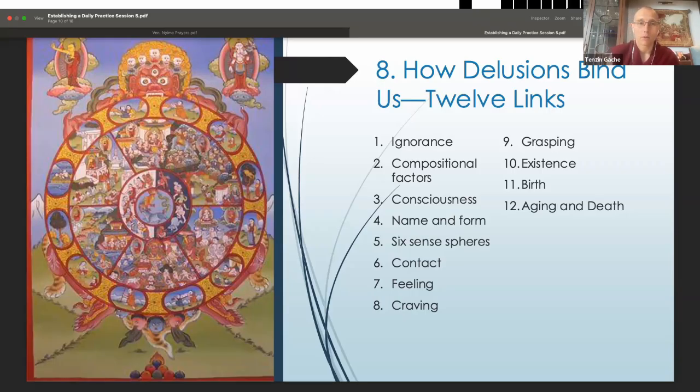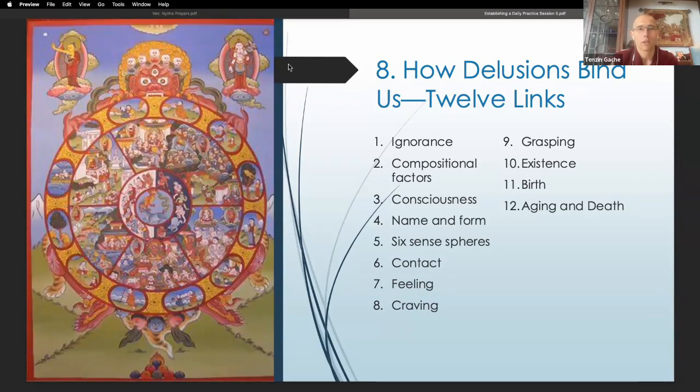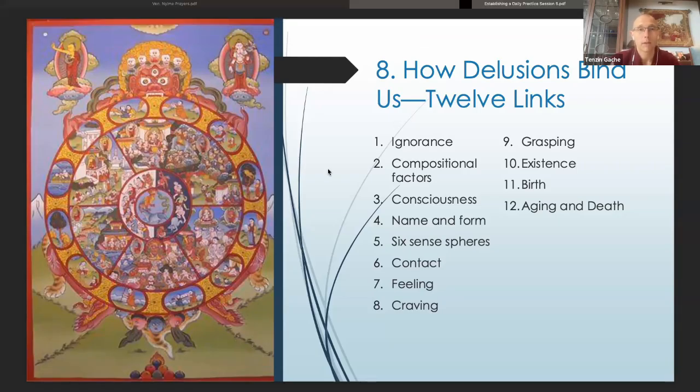Now, I don't have time to go through it all today. This is just a brief overview. I did write an article about this some years ago that I don't know if any of you may have already seen, or if not, you can access this on the FPMT website. I think it's called Personalizing the 12 Links of Dependent Origination. You can easily find that. And I believe Venerable Rabina, some of you, I'm sure many of you know, wrote to me a couple of years ago. I was quite happy to hear that some people had been finding this helpful. So she was using it in their teaching in prison.